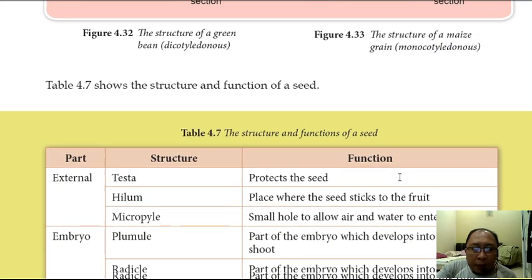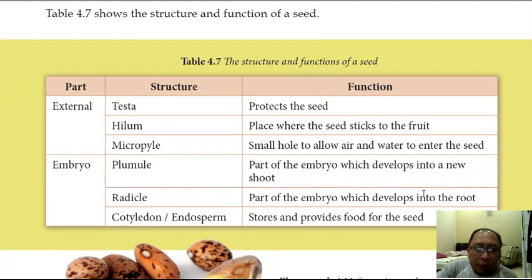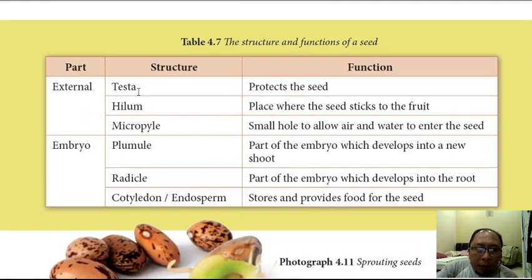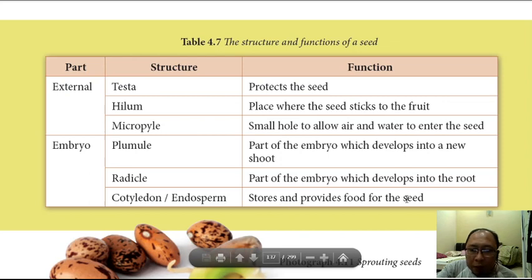For every structure, the function is given here. The testa protects the seed. The hilum is the place where the seed sticks to the fruit. The micropyle is a small hole to allow air and water to enter the seed. The plumule is the part of the embryo which develops into a new shoot. The radicle is the part of the embryo which develops into the root. The cotyledon or endosperm stores and provides food for the seed.